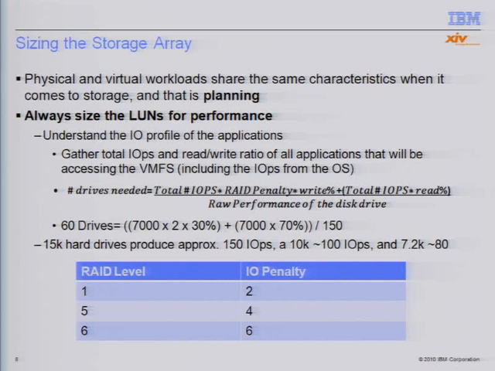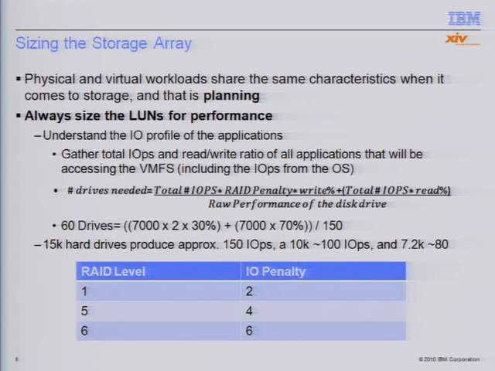The raw performance of the disk depends on the speed of the disk. So a 15K hard drive does about 150 IOs, a 10K hard drive does about 100 IOs, and a 7200 RPM drive does about 80 IOs. These numbers will probably differ depending on who you talk to. I've had good success using these numbers, 150 for the 15K drive. So you just divide that number by 150, and it comes up with 60 drives.